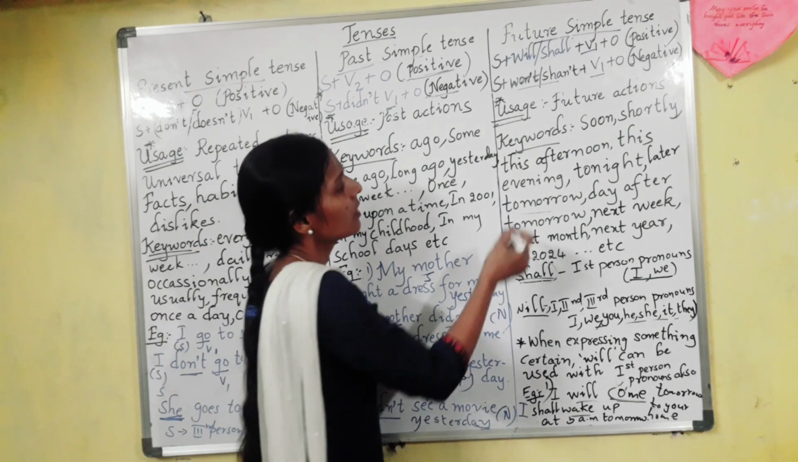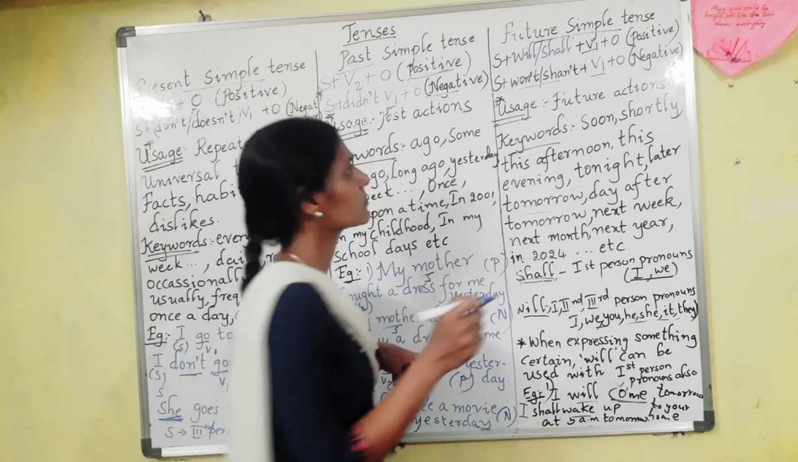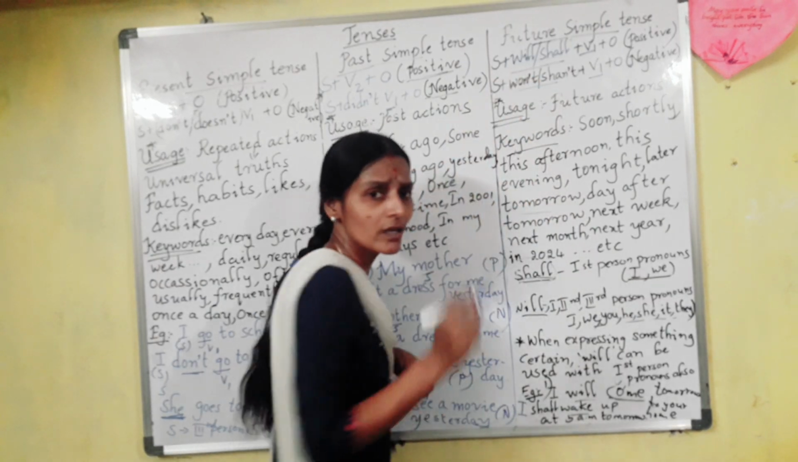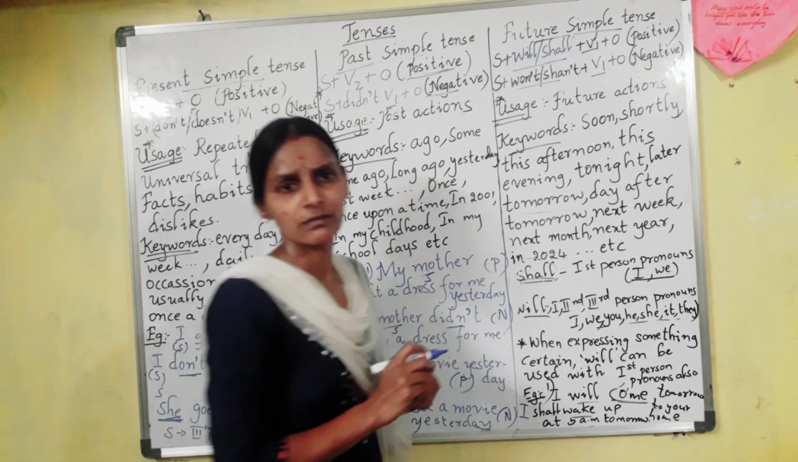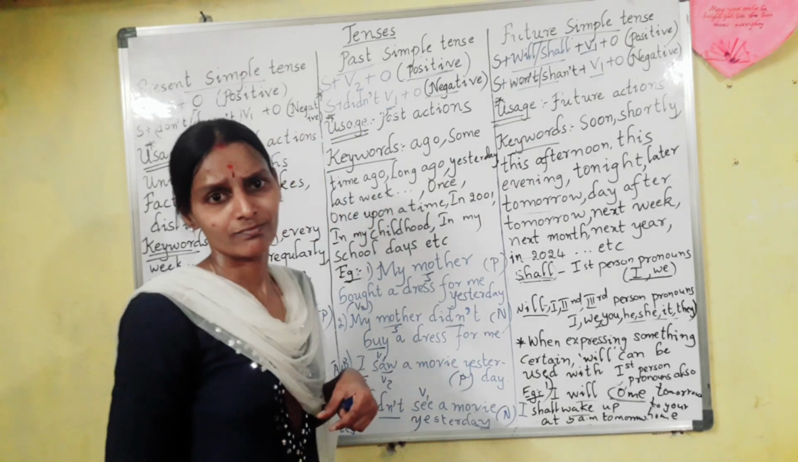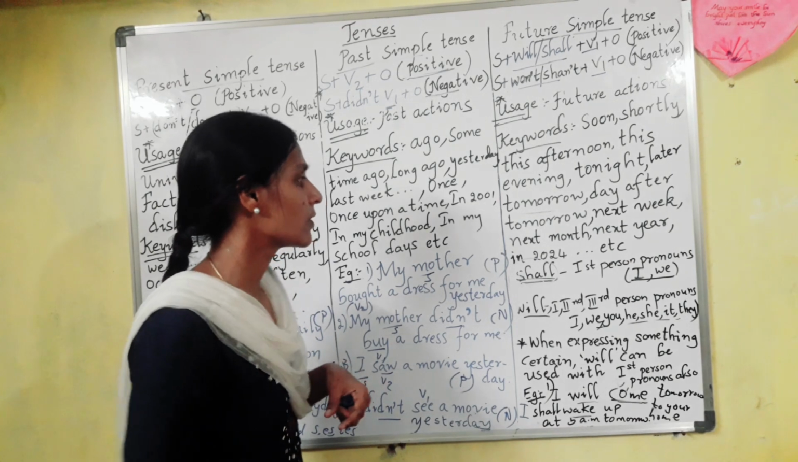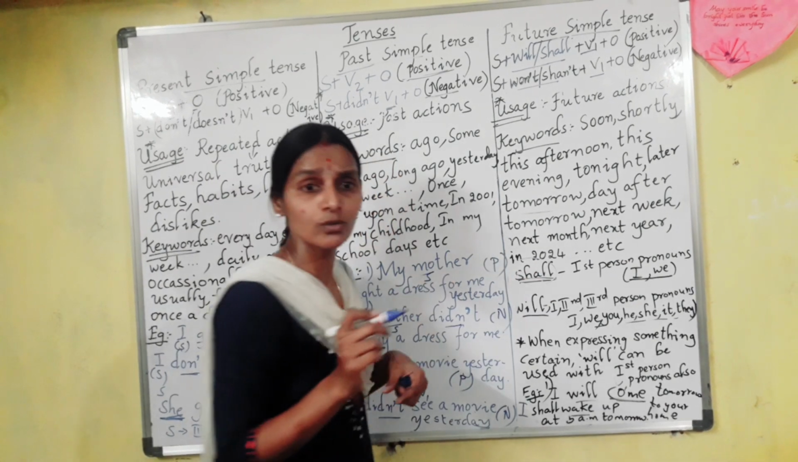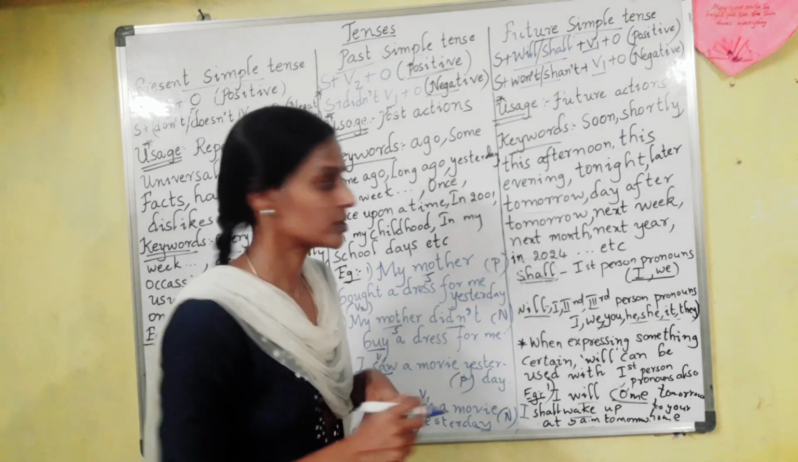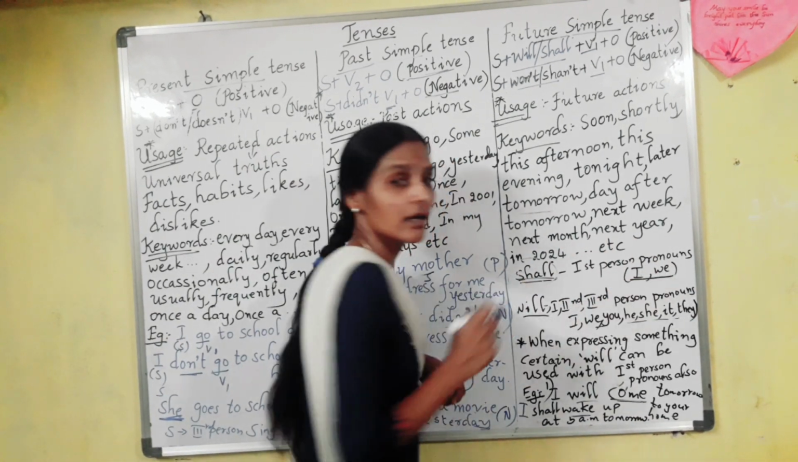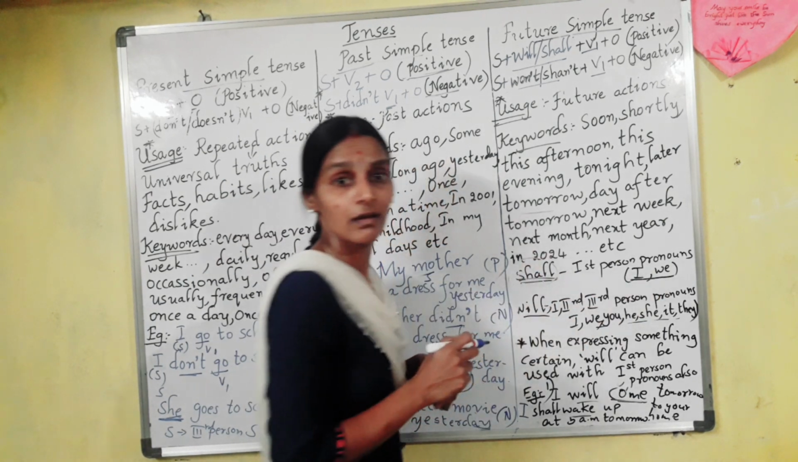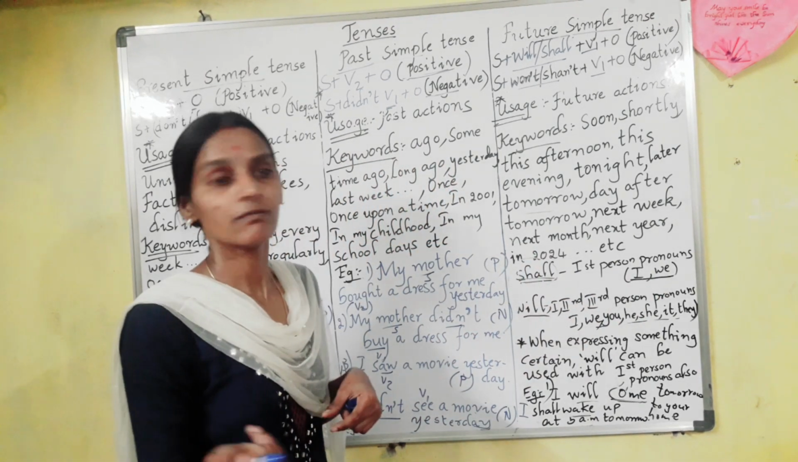But we'll have a doubt: when to use will and when to use shall? Many of us will have doubt in this. So shall is used for first person pronouns. Shall is used for I and we. If the pronouns are I or we, use shall.